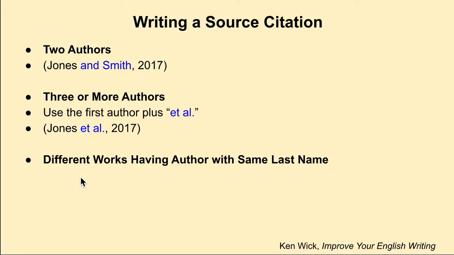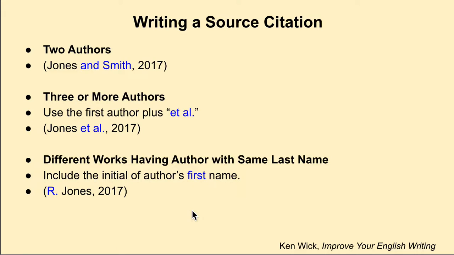What about different works having authors with the same last name? Let's say you had 2 works by Smith, but they're different people. What you do is you include the initial of the author's first name. So let's say you had 2 authors with the last name Jones. To distinguish them, you'd include their first initial. So these examples are R. Jones and E. Jones. To differentiate between the 2 Joneses, just include the first initial.